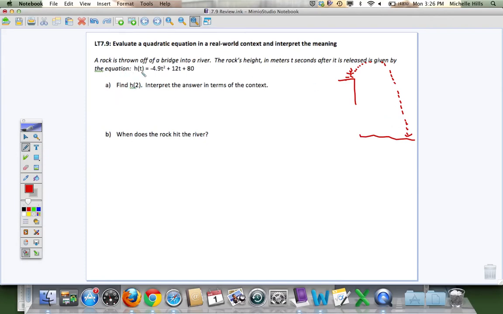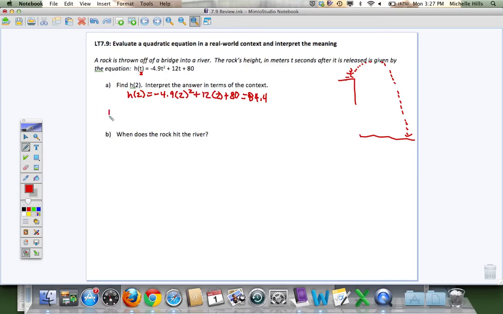So h of 2 means that I'm going to put 2 in place of my t's. So h of 2, I'm going to take negative 4.9 times 2 squared plus 12 times 2 plus 80. And when I do this calculation in my calculator, I end up getting an answer of 84.4. So h stands for height. The height at 2 seconds is 84.4 feet.